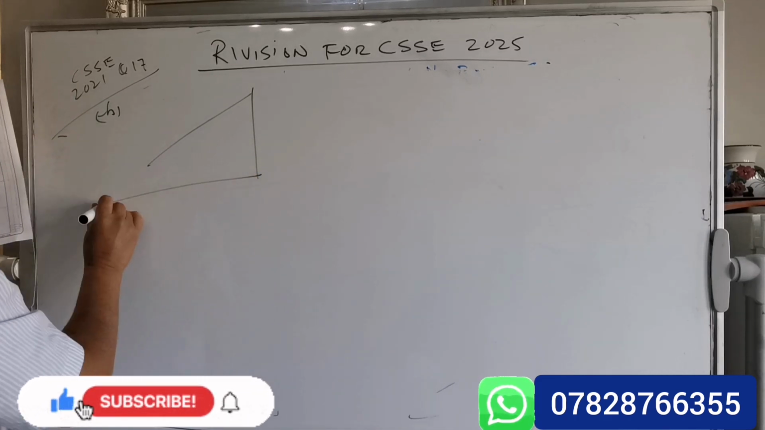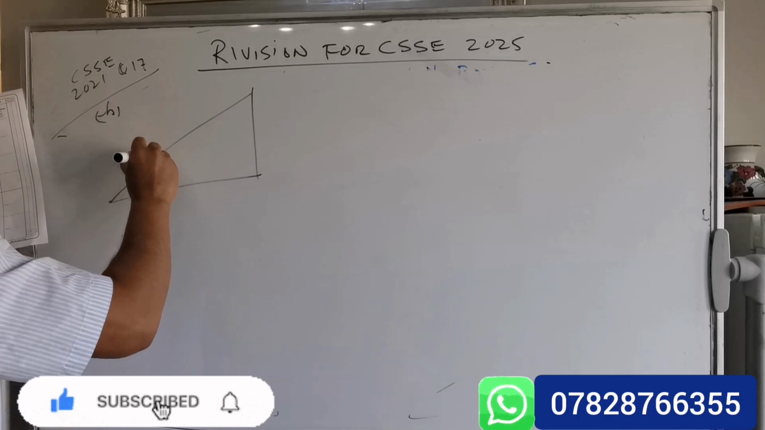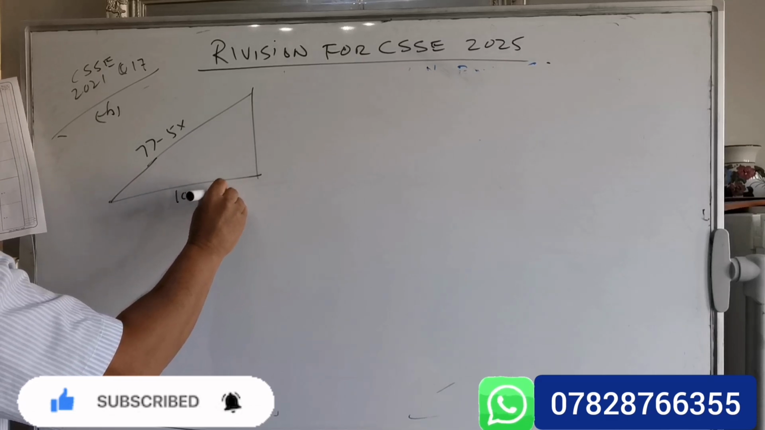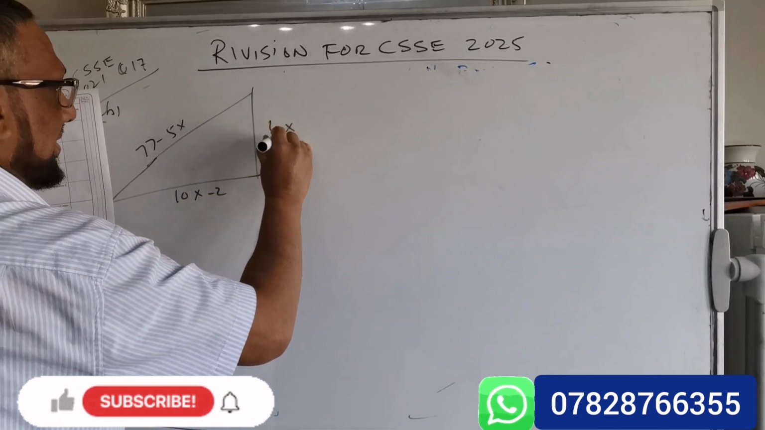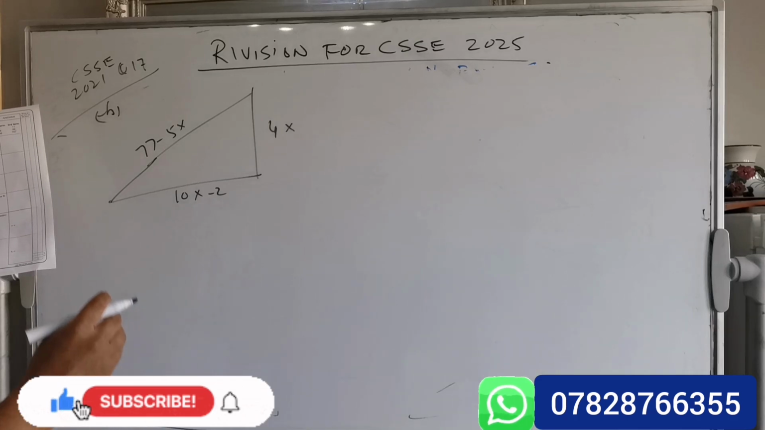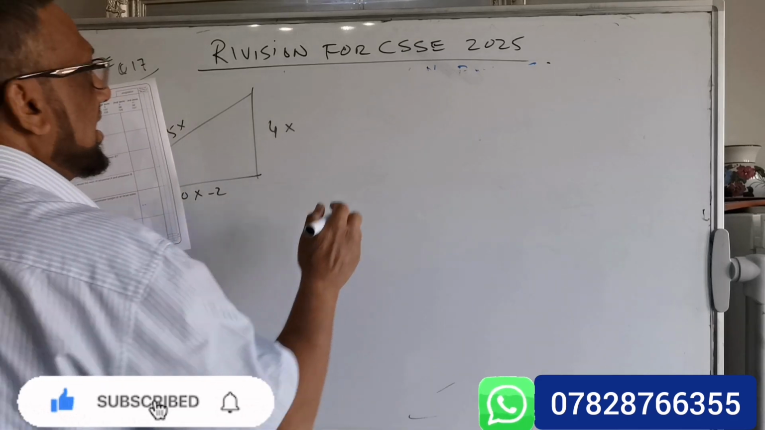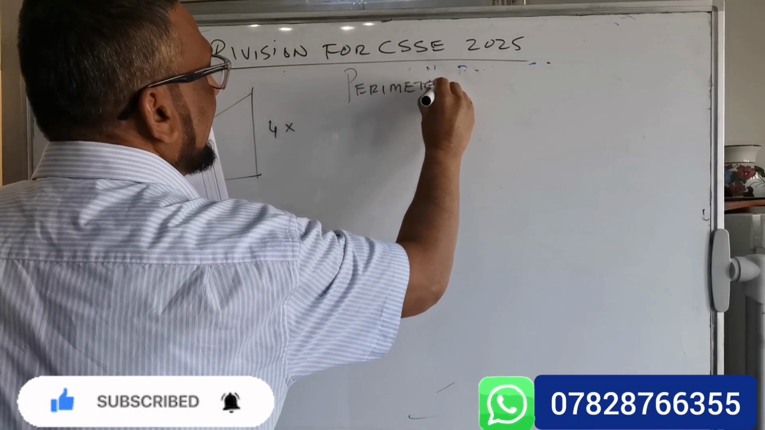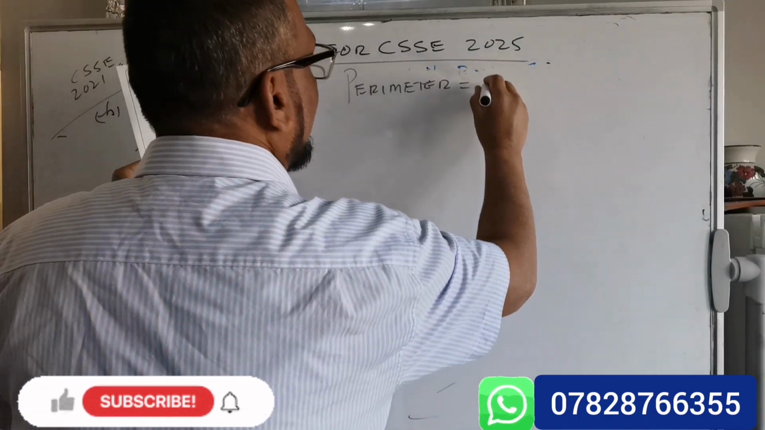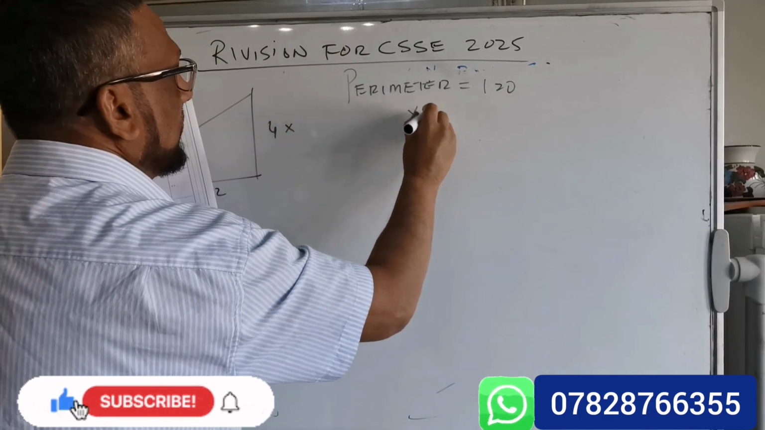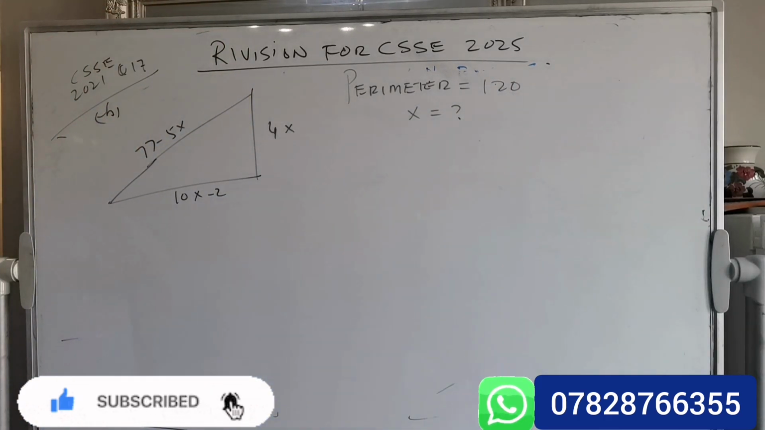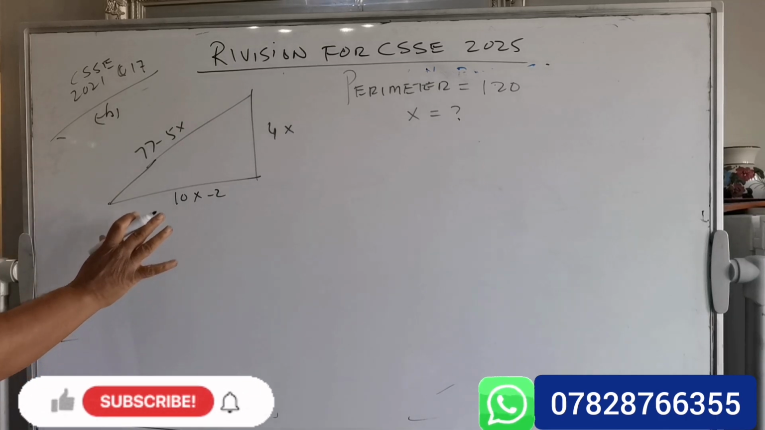There is a triangle given and the side values are 77 minus 5x, 10x minus 2 and 4x, and it says the triangle below has a perimeter of 120. You need to find the value of x. The perimeter is given as 120, and you know that to get the perimeter you need to add all the sides. Don't be confused about the x value.